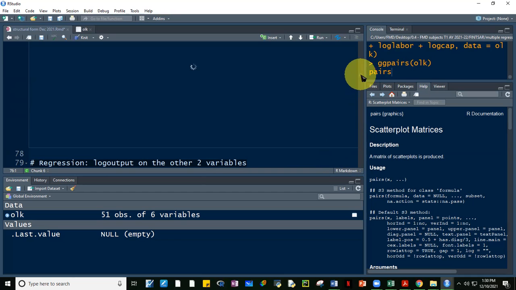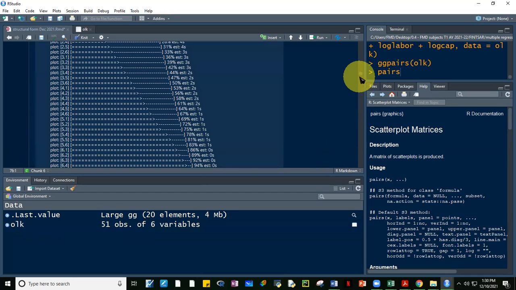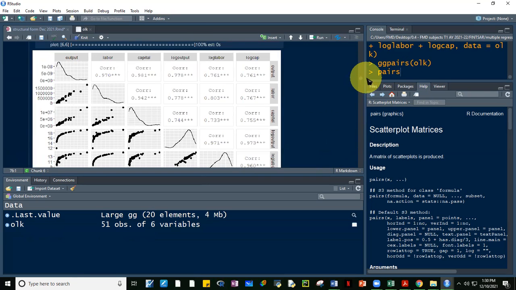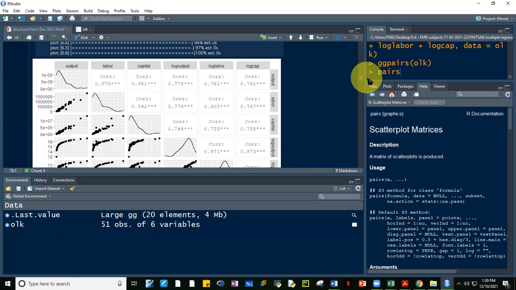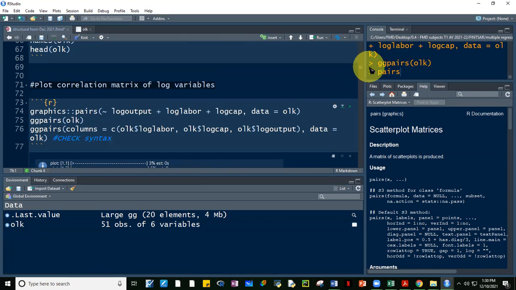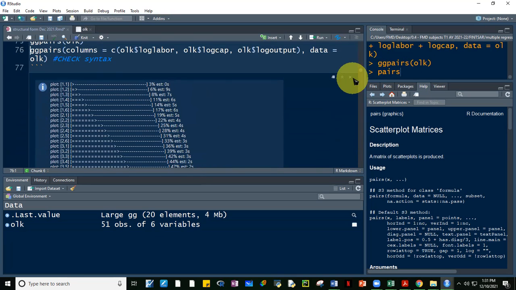Okay, let's see. Okay, ano nangyari? Okay, here. Siguro GG pairs ng OLK ang binigay niya.